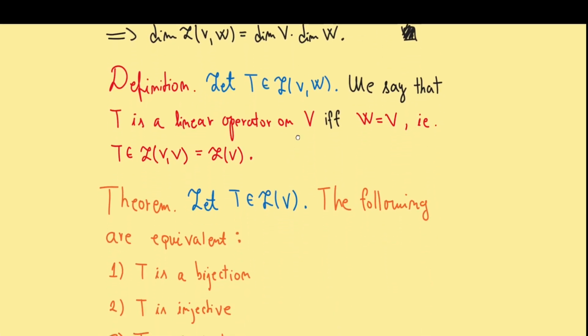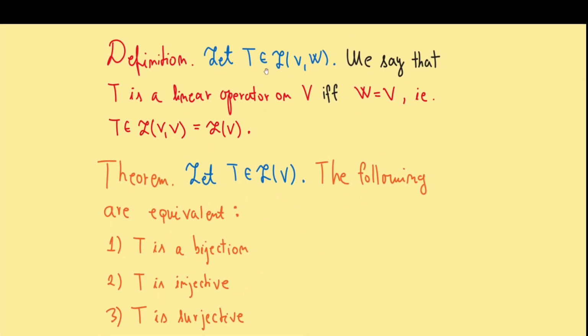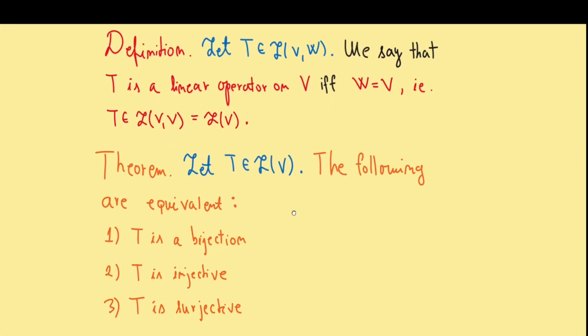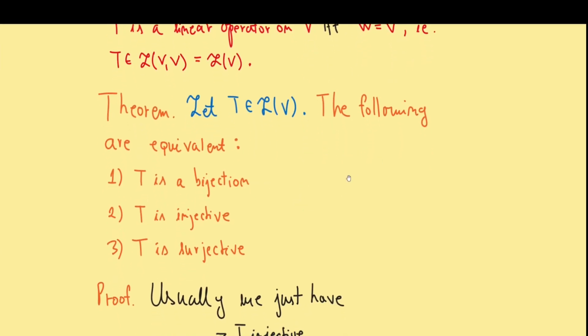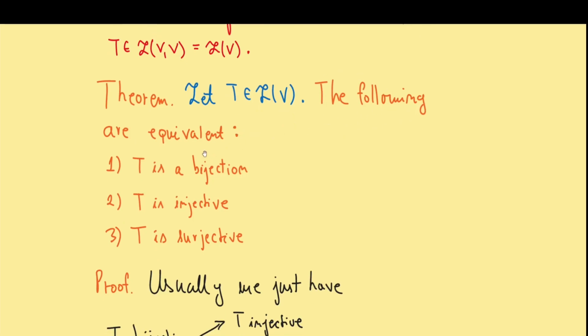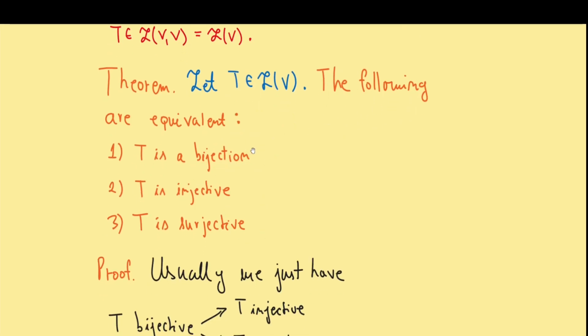And now we introduce the following notion. Let T be a linear mapping from V to W. We say that T is a linear operator on V if and only if the W over here is equal to just V. So T maps from V to V, which we will denote like this. So here we have a major result for linear operators. Let T be a linear operator, then the following holds. All of these three statements are equivalent.